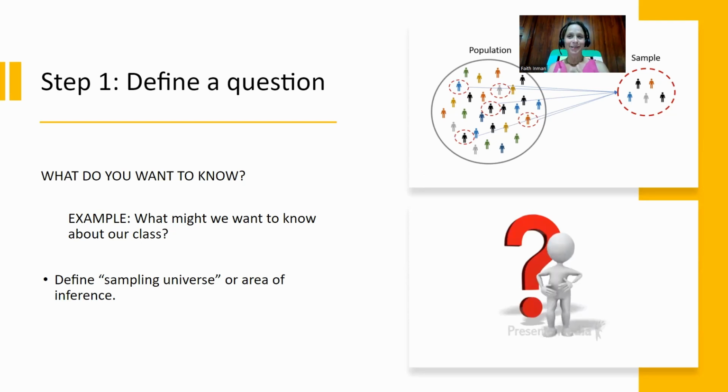You've seen this, right? You've seen estimates where there's plus or minus something, right? That usually comes from doing a statistical analysis that gives you either a standard deviation or a confidence interval or something like that. We'll go into it more. So the first thing you have to do is say, what do you want to know? And you define your sampling universe or the area of inference.